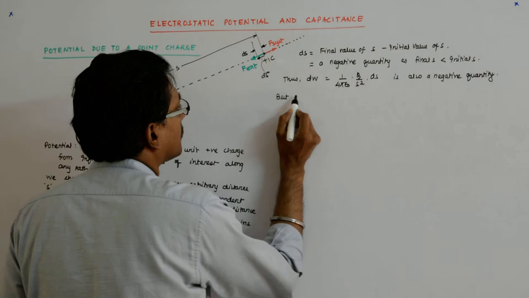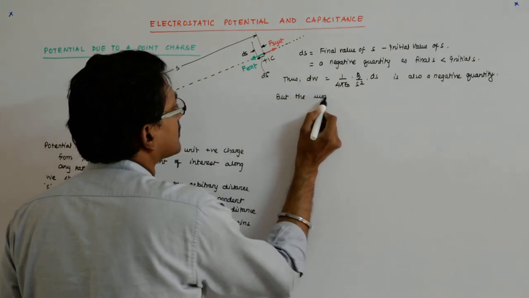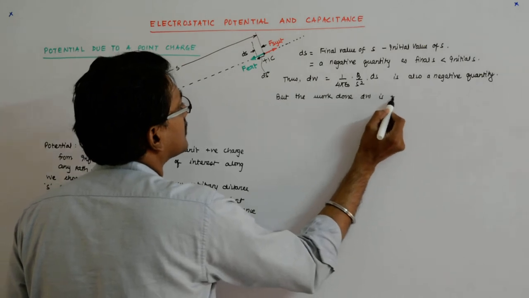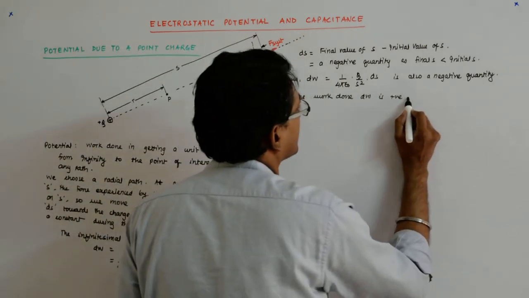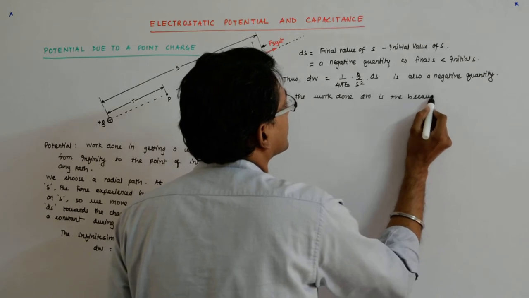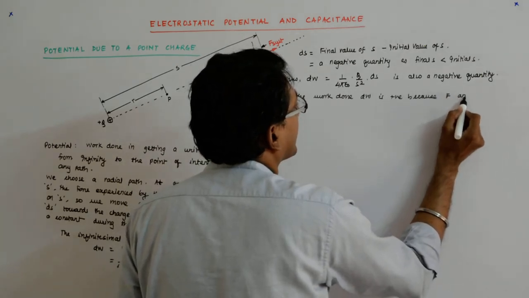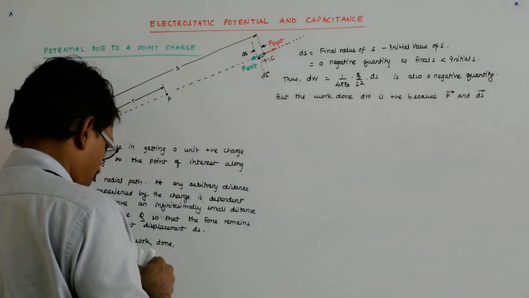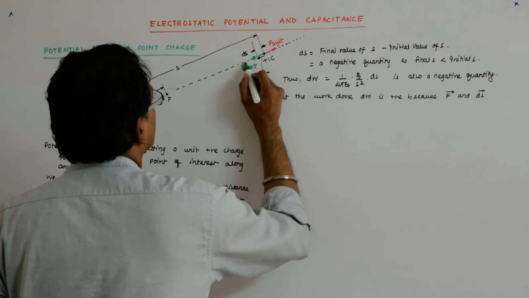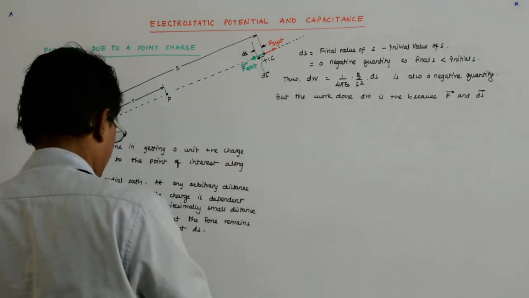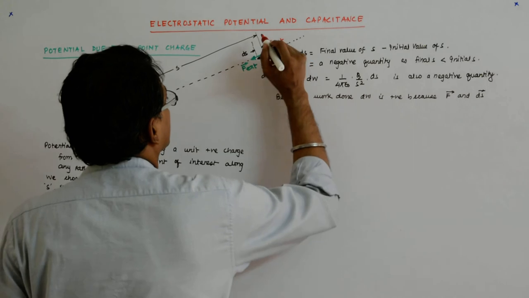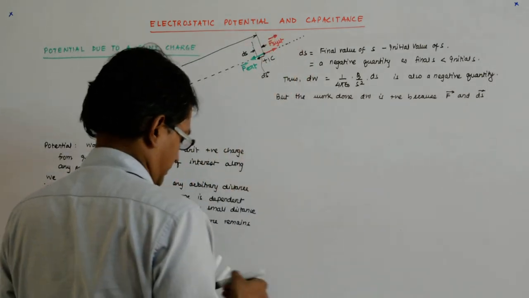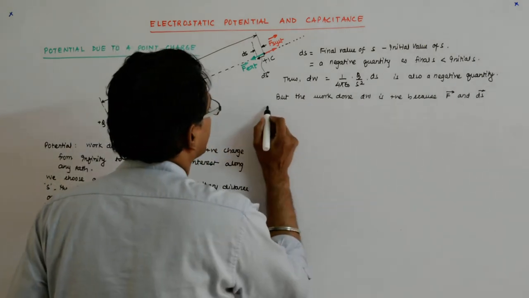But the work done, dW, is positive because F and ds. F is also a vector, so here too you put a vector sign. Because F and ds are in the same direction.